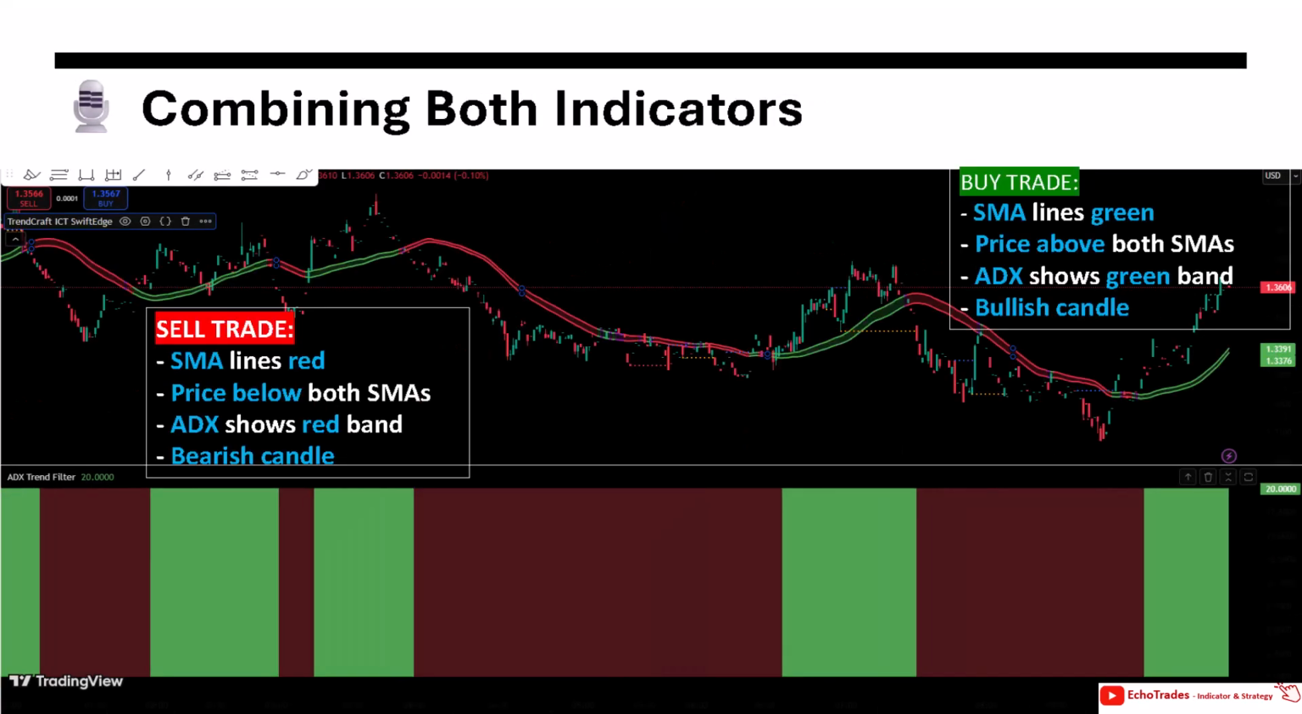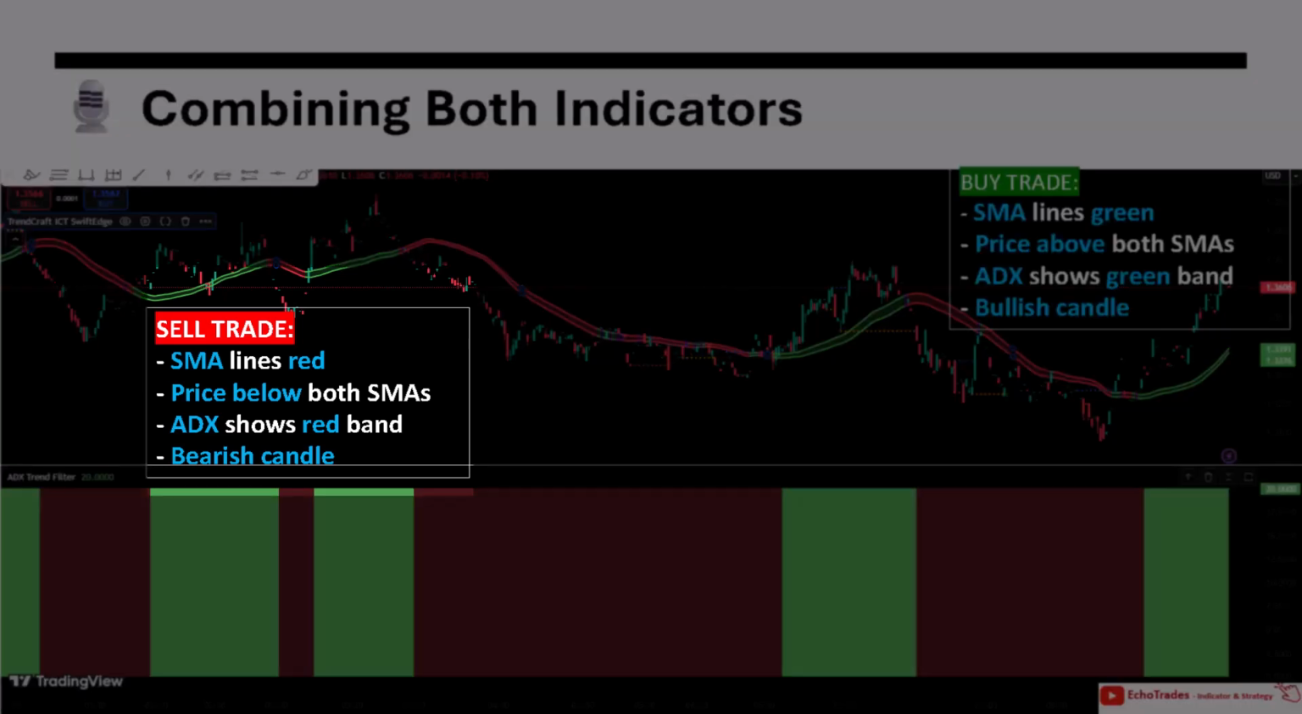Now here's where it gets really good. We combine them, both indicators together, for higher probability entries. It's all about alignment. Everything needs to line up. So for a sell entry, condition 1, both SMA high and low lines are red. Condition 2, the price is clearly below both those red lines. Condition 3, the ADX MA band is also red, showing that underlying downtrend. And finally, you wait for confirmation with a bearish candle closing, price moving down. Gotcha. All signals pointing down.